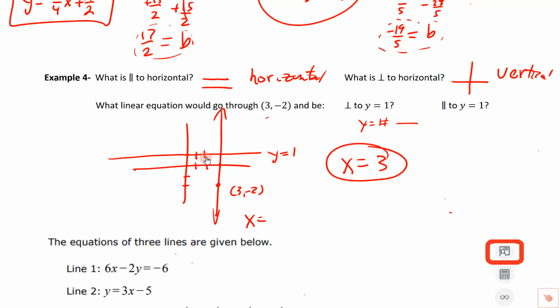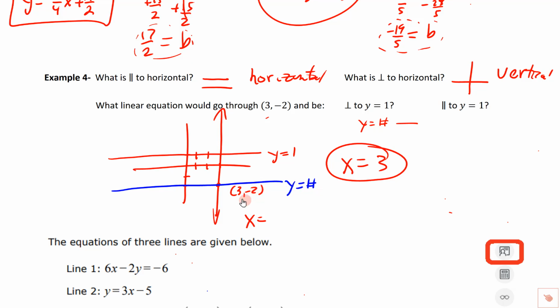And if you stop and think about it, that makes sense. It's going to cross at 1, 2, 3. My graph doesn't look quite right here. 1, 2, 3. It's going to cross the x-axis at 3. Then we want one parallel to y equals 1. So parallel to y equals 1 would be another line that's horizontal, but we want it to go through right here. So I'm going to color this one. This one's going to go like this. That's going to be y equals a number.